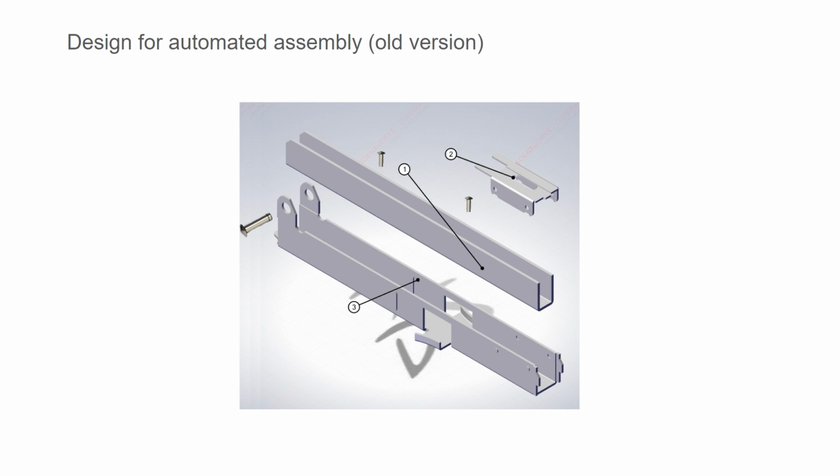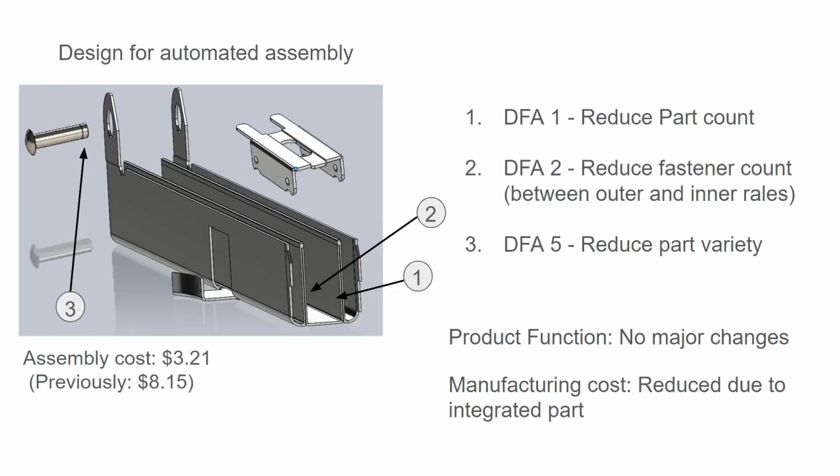So in the old system, there were 3 parts and 3 fasteners. In our newer design, we combined the inner and the outer magazine rail into 1 part, with 1 fastener and 1 other part, the magazine stopper. This helped reduce part count, reduce fastener count, and also reduce part variety.